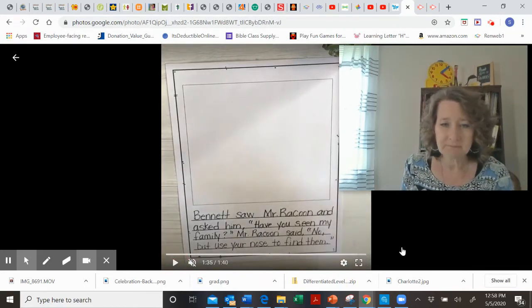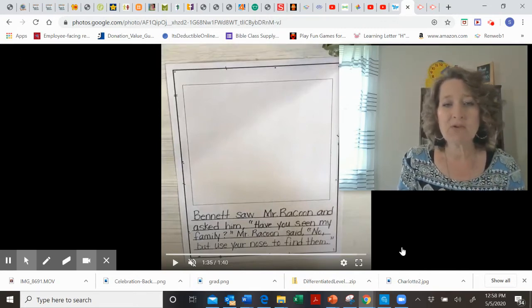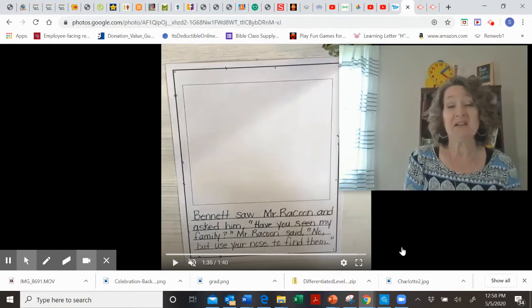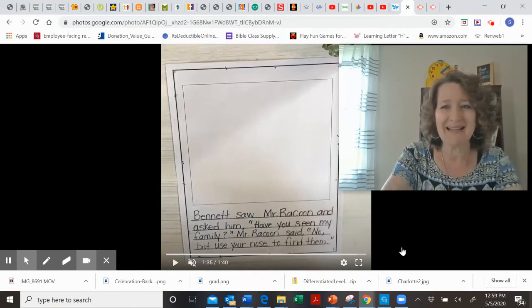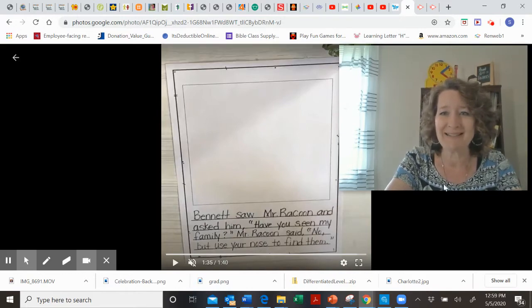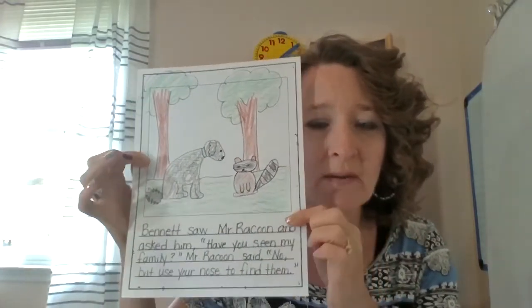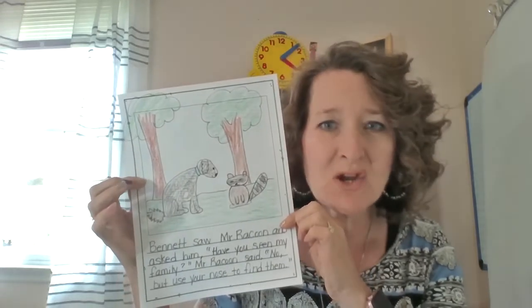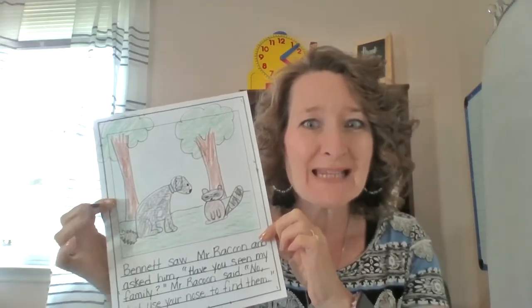So you can see now Bennett has had 3 characters that he's met. He's met those 3. And now Mr. Raccoon has told him to use his nose to find him because dogs follow the scent, follow the smell. They use their nose. Maybe Mr. Raccoon has a good idea. So let me show you my illustration for this page. So here is Bennett visiting with Mr. Raccoon, and Mr. Raccoon has told him to use his nose to find his family. So wonder what Bennett is going to do. It's time to solve this quest, to solve this problem. It's time for the last page. I'm so excited to write this last page.